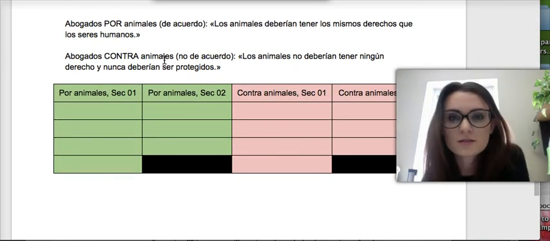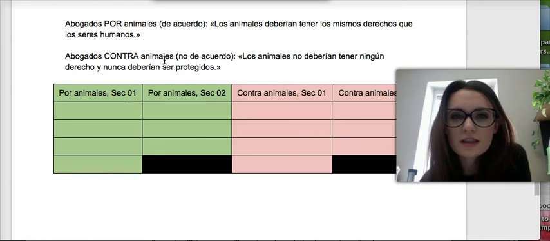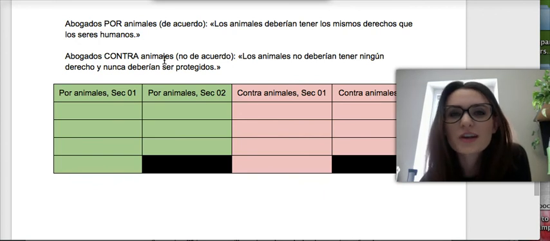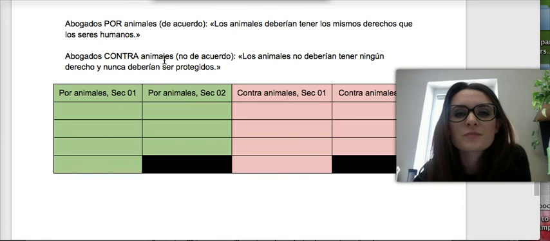You may not modify these arguments. You need to argue the side of the argument that is expressed on the Google Doc. They're two very extreme sides of the argument. The other argument is about animal rights.